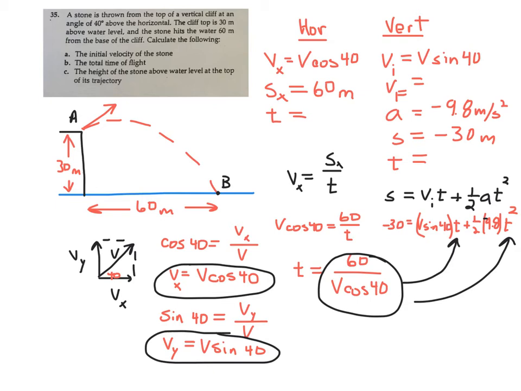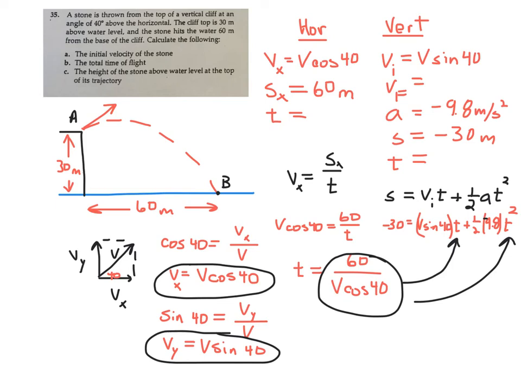But then work through the algebra. Once you've done that, the only thing left will be V. You can solve that for V. V will be the actual answer to part A. And once you have V solved algebraically, you can take that V and plug it in for this V to get the time, which is part B of the problem, the time of flight.